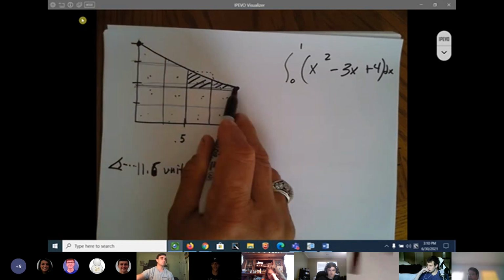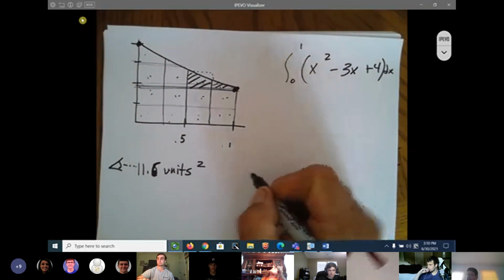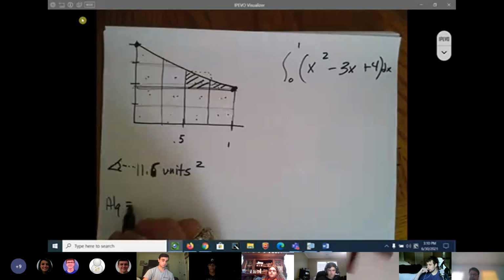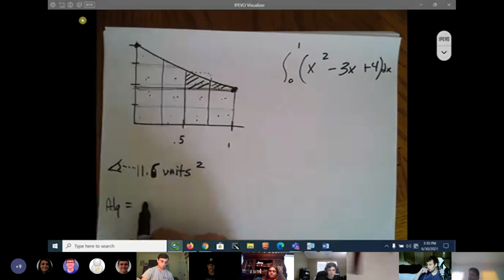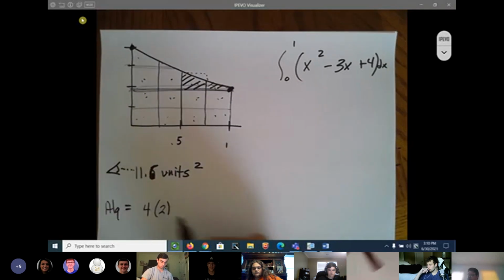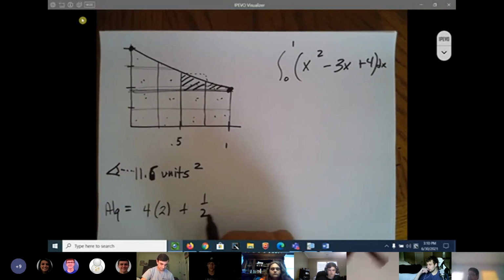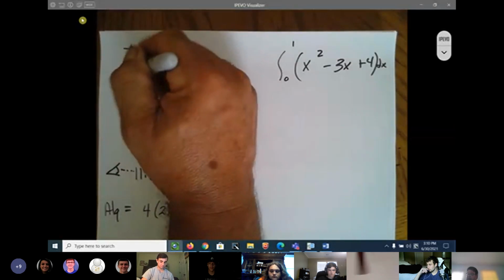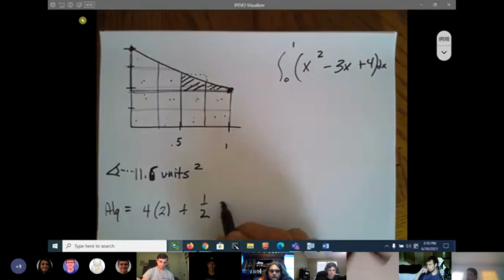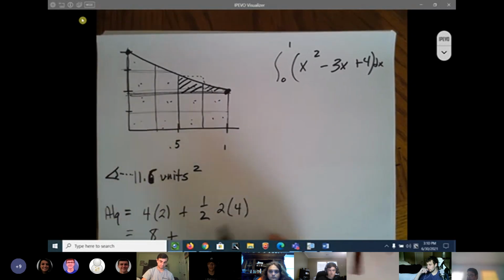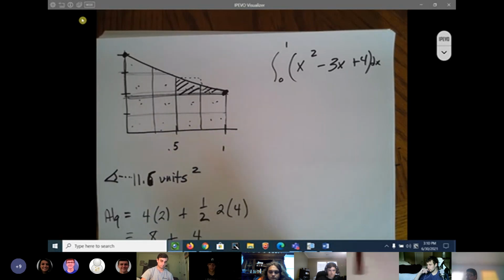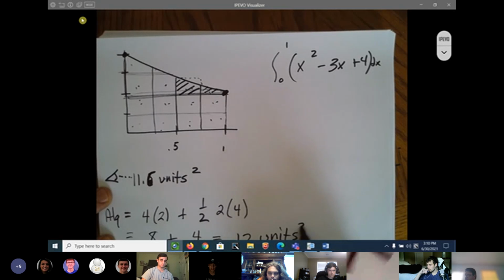All right, now let's do it with algebra. Well, length times width. We got area by algebra. We've got 4 times 2 plus 1/2. Base is 2 times 4. So that's going to be 8 plus half of 8, which is 4. And by algebra, we got 12 square units.